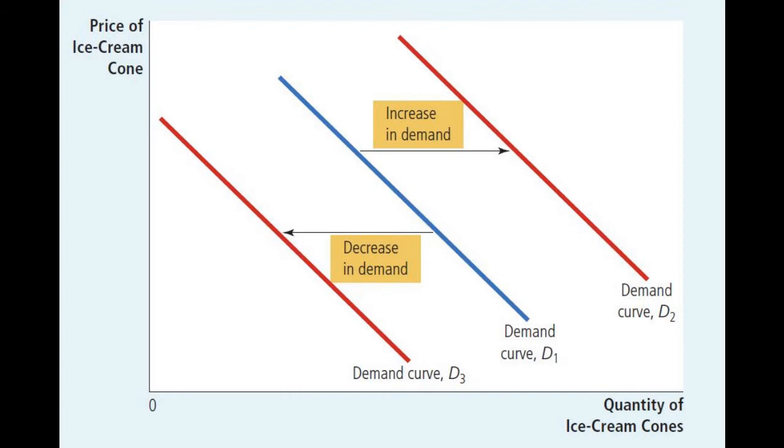So if income increases, what change can we expect in demand? Well, if it's a normal good and your income increases, you buy more stuff, right? If it's an inferior good and your income increases, you buy less.